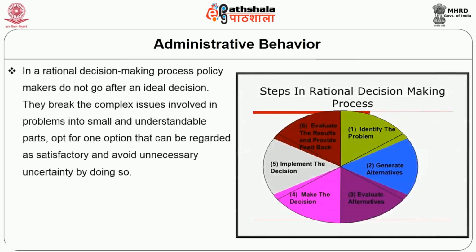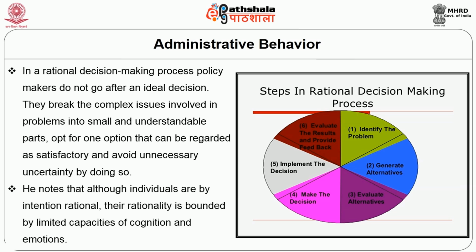In a rational decision-making process, policymakers do not go after any ideal decision as such. They break the complex issues involved in problems into small and understandable units, opt for one option that can be regarded as satisfactory, and avoid unnecessary uncertainty by doing so. He notes that although individuals are by intention rational, their rationality is bounded by limited capacities of cognition and emotions. Further, this is limited also by time and resources.